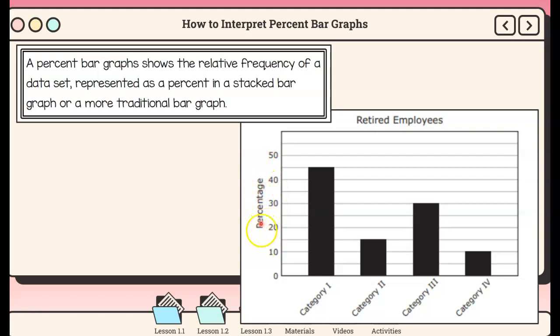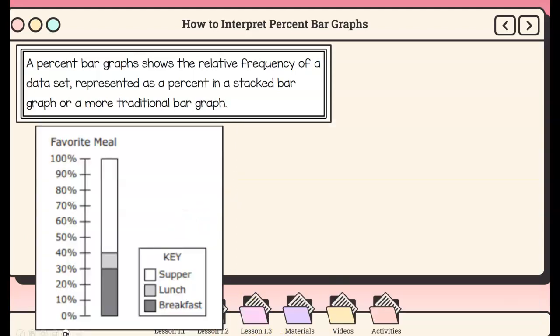Okay, it's important to know that anytime we're talking about percentages, it should always add up to 100%. So what we're going to do is figure out what percent is category 1, what percent is category 2, what percent is category 3, what percent is category 4, and add them all up and see if they equal 100. Before we do that, let's take a look.